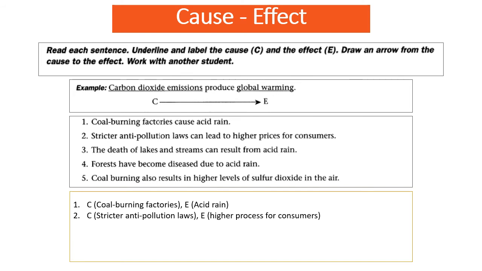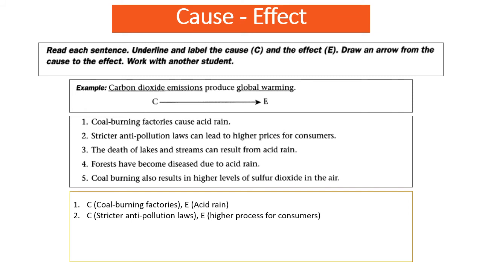Stricter anti-pollution laws can lead to higher prices for consumers. So here the cause is stricter anti-pollution laws, and the effect is higher prices for consumers. And for the third statement, the death of lakes and streams can result from excess rain.